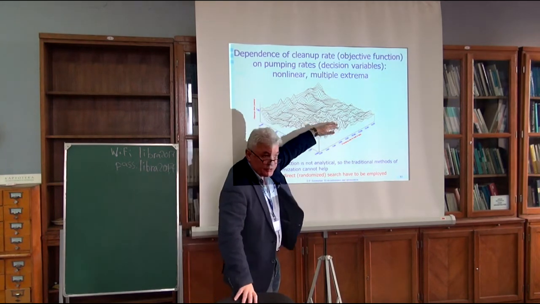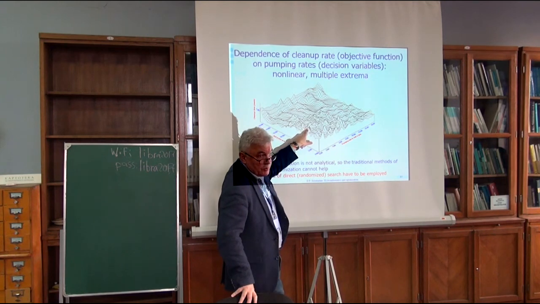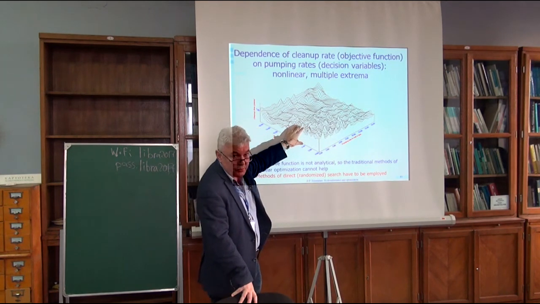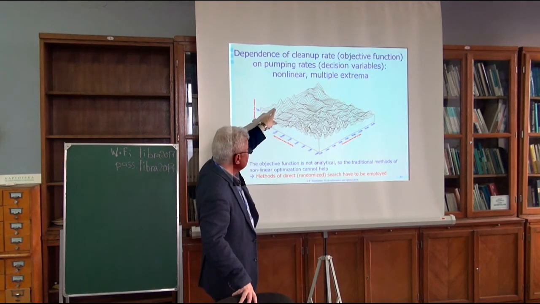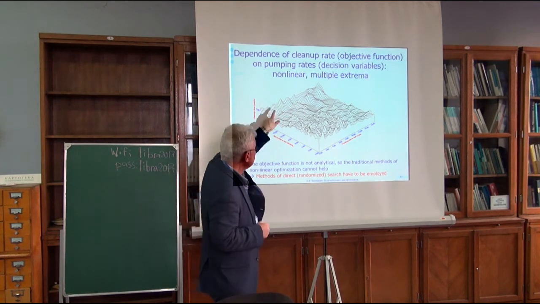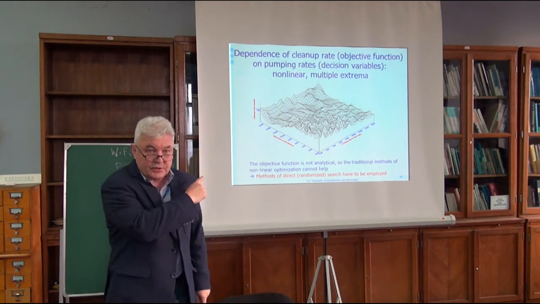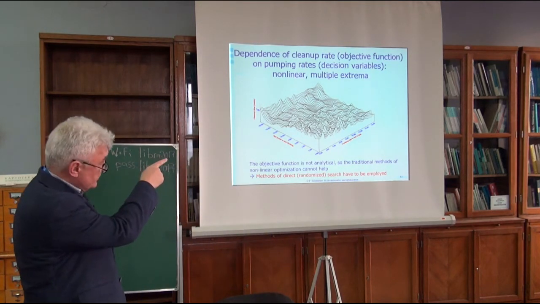You see how complex the surface is. The minimum is somewhere here, but if you choose this one, it's also a minimum, but it's a local one. It's a very complex optimization problem, actually. And it's not analytically known, because to calculate each point on this grid, we had to run ModFlow. Each point is one ModFlow run, which takes minutes. So this took several days to calculate this plot.